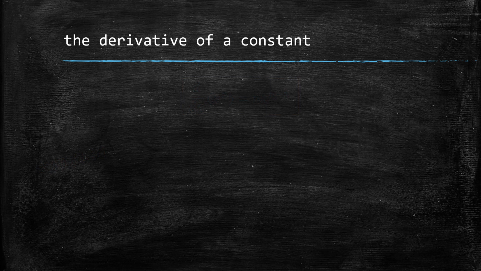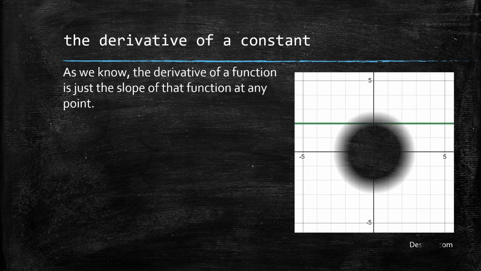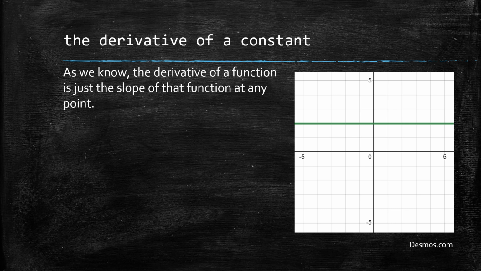The next derivative rule is the derivative of a constant function. As we know, the derivative of a function is just the slope of that function at any point. Let's look at a constant function. This one that I have graphed looks like it's passing through 2. So the equation of this would just be y equals 2. That's what a constant function looks like. And what is the slope at any point on this function? Well, because it's a horizontal line, the slope is always 0. So the slope, wherever you are, is always equal to 0.